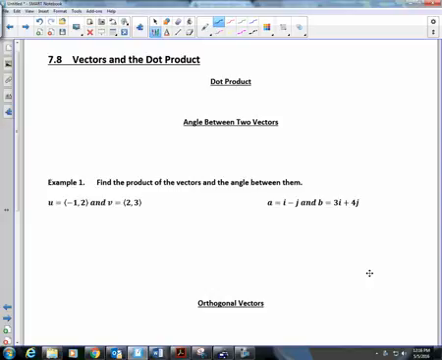So true or false? Yesterday we learned how to add two vectors together. Yes. For those of us who paid attention, we did. No, for those of us who were here.